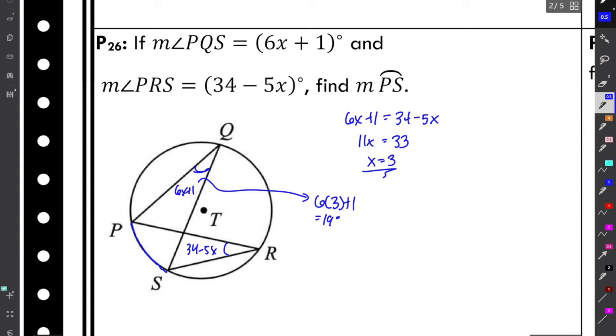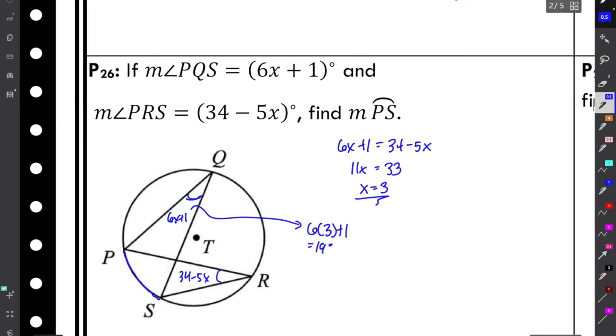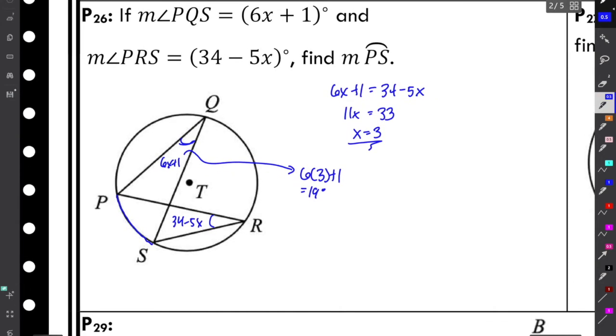So the measure of arc PS is going to be double this angle measure, okay? So the measure of arc PS is equal to 2 times 19, and that's going to be equal to 38 degrees.